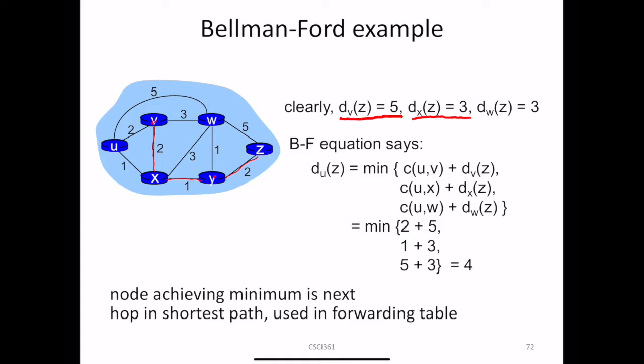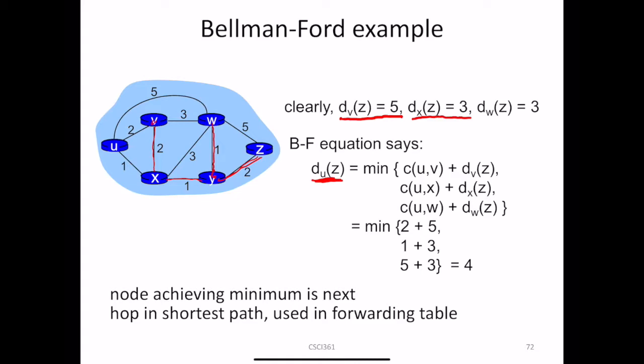And for W to Z, it will use this path, W, Y, and Z. If you add these two costs together, you will get 3. Then, based on the Bellman-Ford equation, you can calculate the least cost path from U to Z.